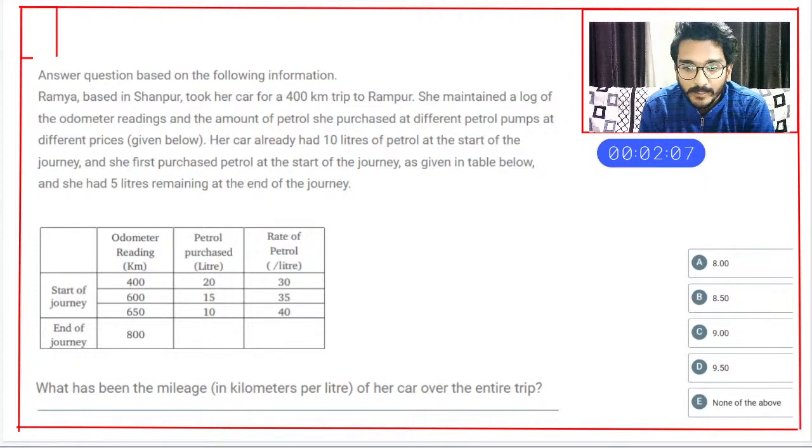Yes, mileage 8 kilometer per liter is the correct answer. Very good, Shubham. Okay, I guess let's start the question now.